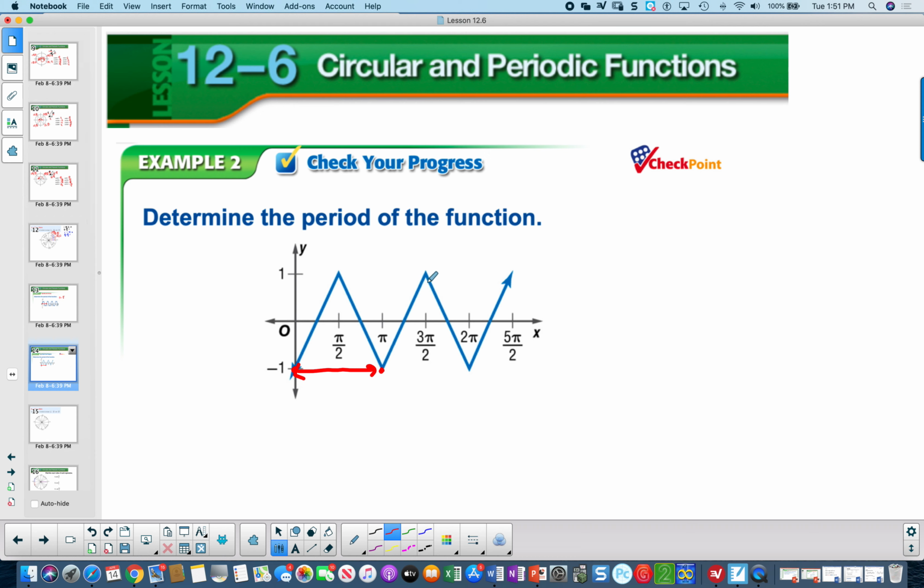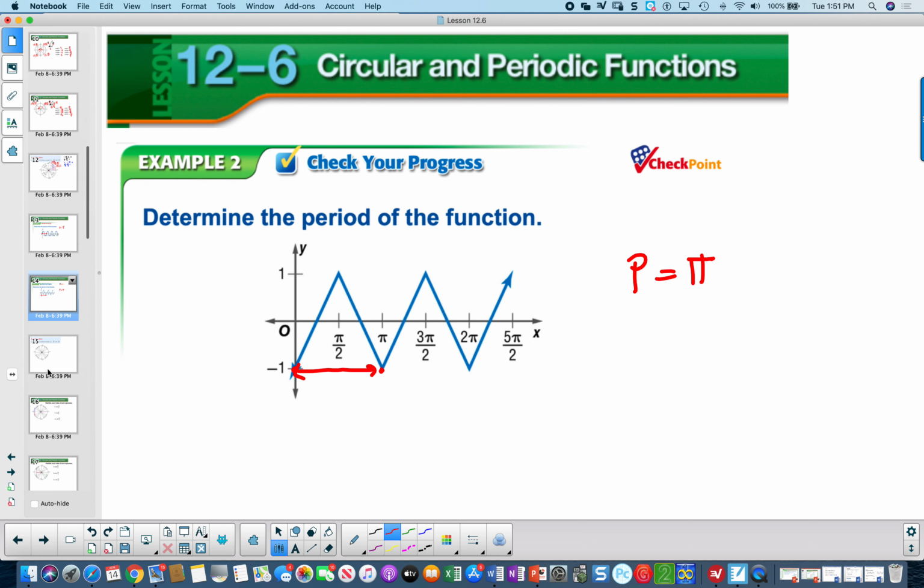In this particular one, I'm starting here, and I'm starting again, so it goes up and then down. So this looks like it's starting all over again, and so we say the period is pi. So that's what it takes to start repeating again.